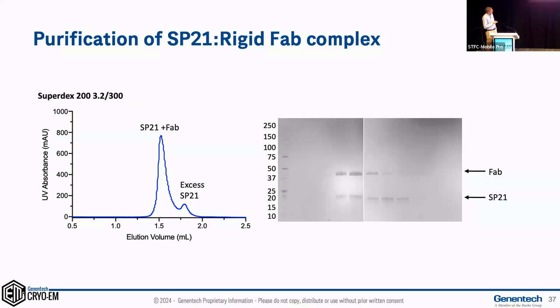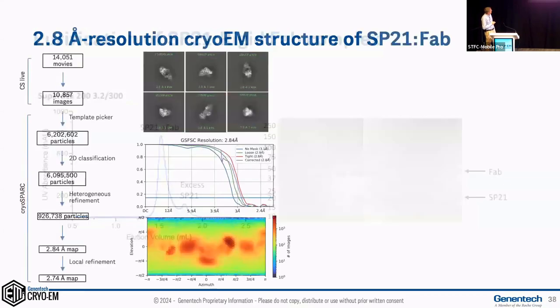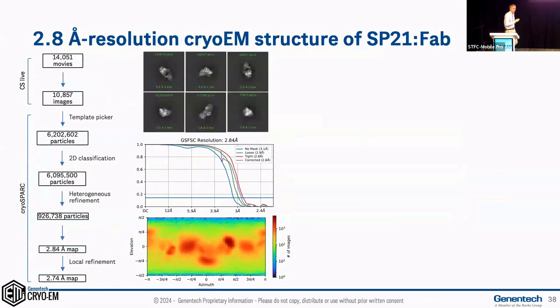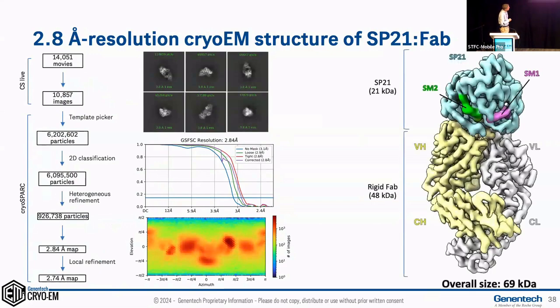So anyway, the complex is also pretty well behaved. Again, on the grid, the image processing was pretty straightforward. Not a lot of effort needed to go there. Here we got to about 2.8, 2.9 initially, and then a local refinement to just better than 2.8 maybe. And this is an isosurface rendering.